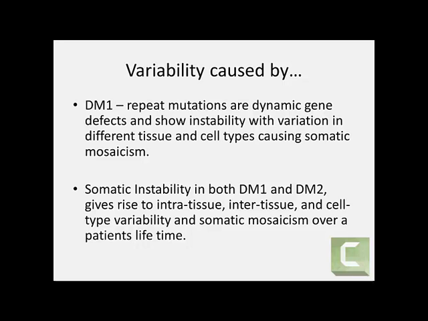In DM1, variability is caused by repeat mutations, which can be dynamic and show instability with variation in different tissues and cell types, causing somatic mosaicism. Somatic instability in both DM1 and DM2 gives rise to intra-tissue, inter-tissue and cell type variability and somatic mosaicism over a patient's lifetime.